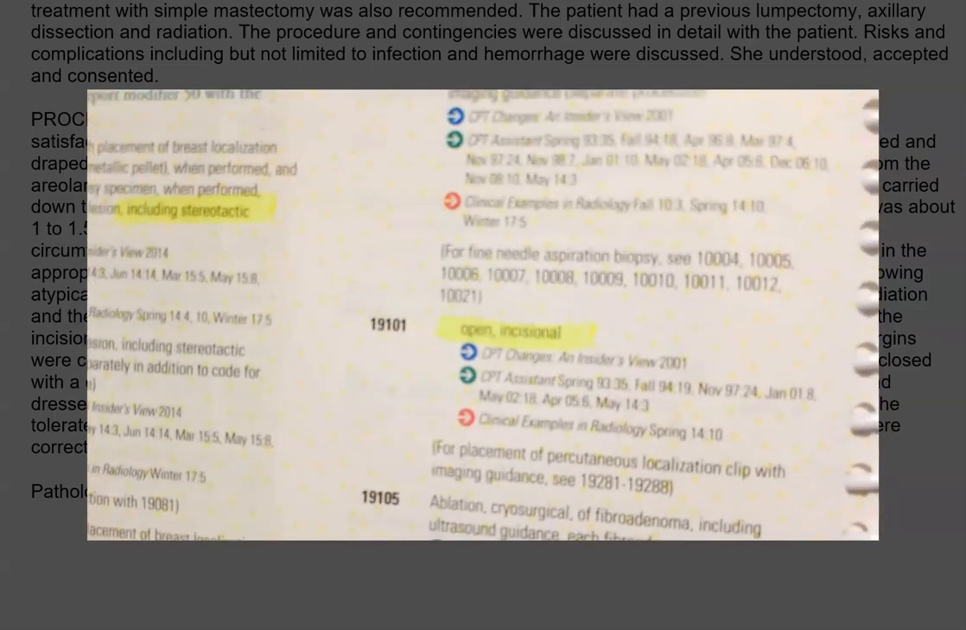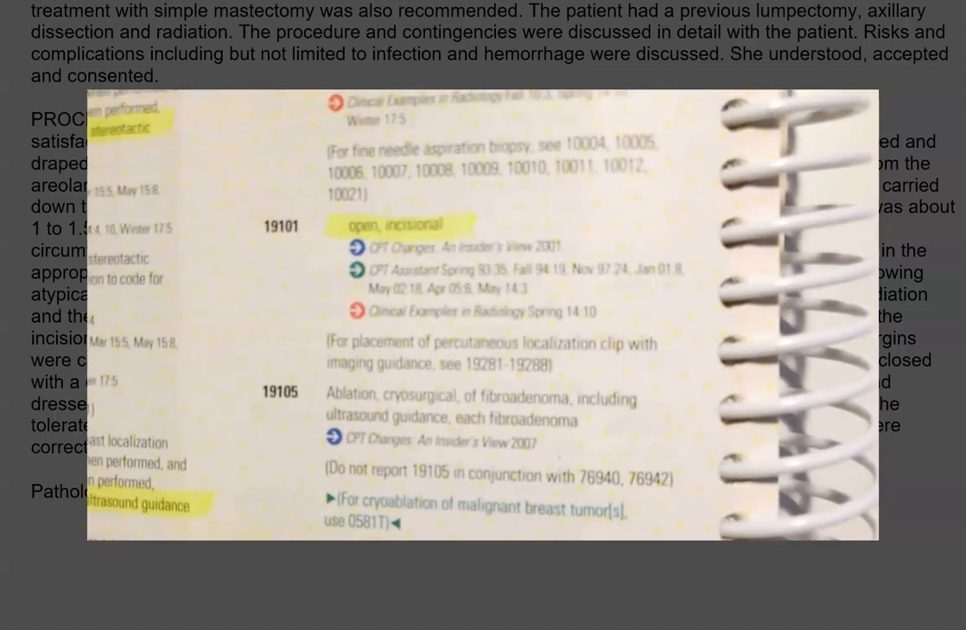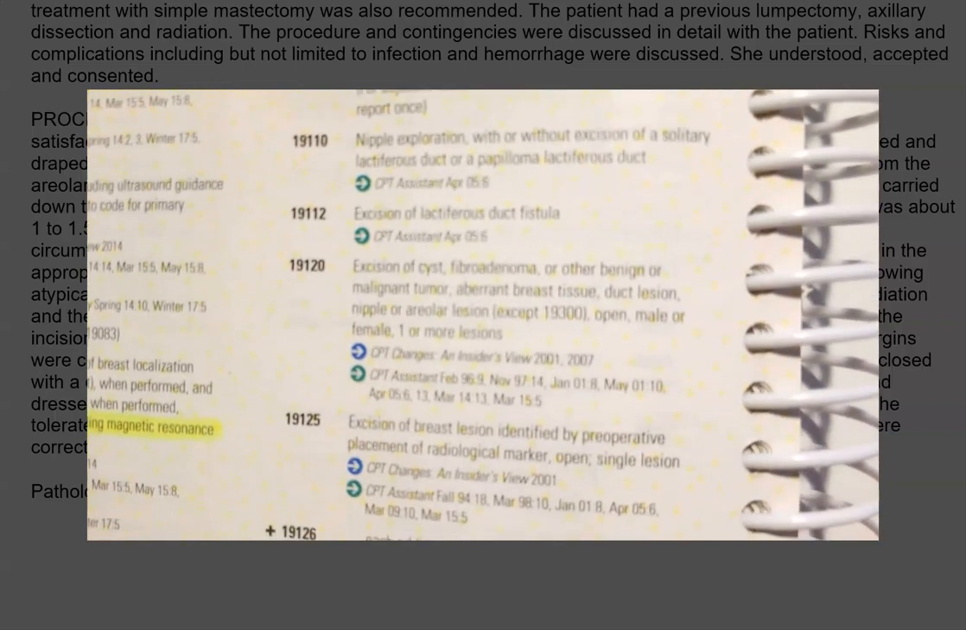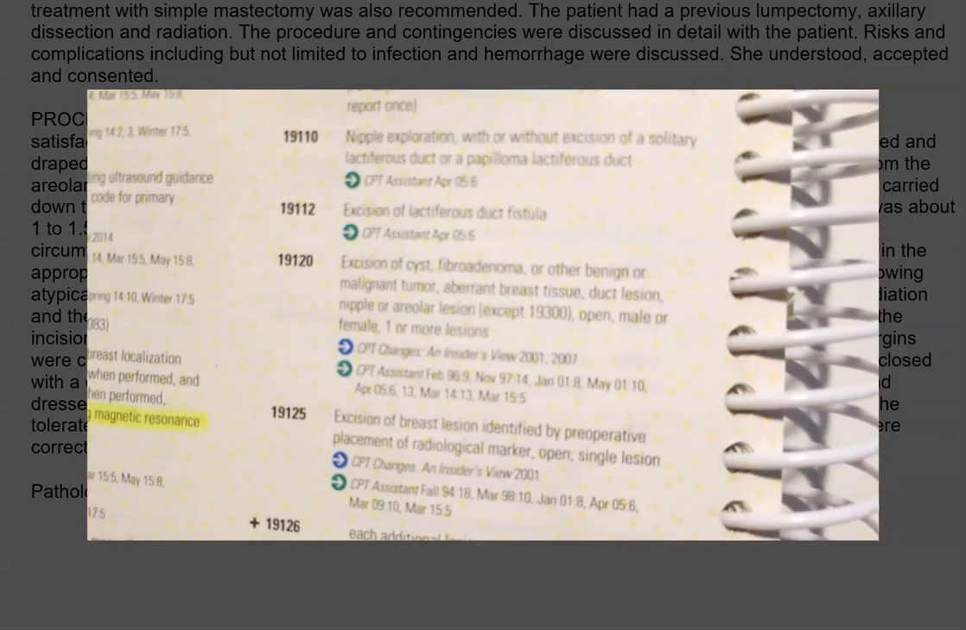All right, so there were several options that they gave us, and so let's start with 19120, excision of a cyst, fibroadenoma, or other benign or malignant tumor. And this was open, male or female, one or more lesions.